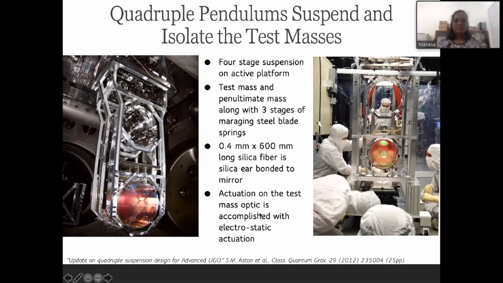And as for actuating on these mirrors, the mirrors are suspended, but you should be able to control and align the optics. And that is made possible by using electrostatic actuation, which is a non-contact method, and keeps the noise levels at a lower end.